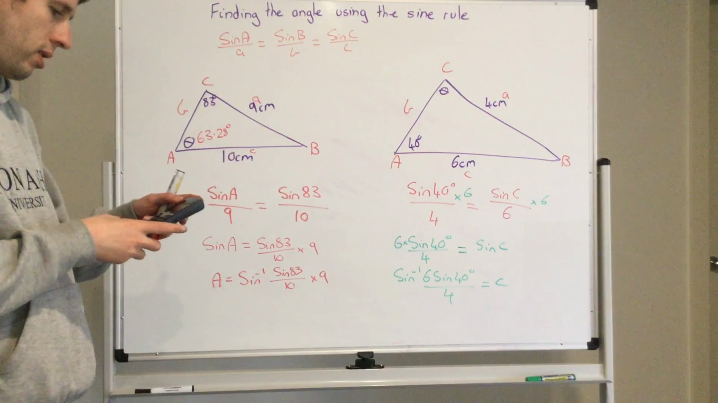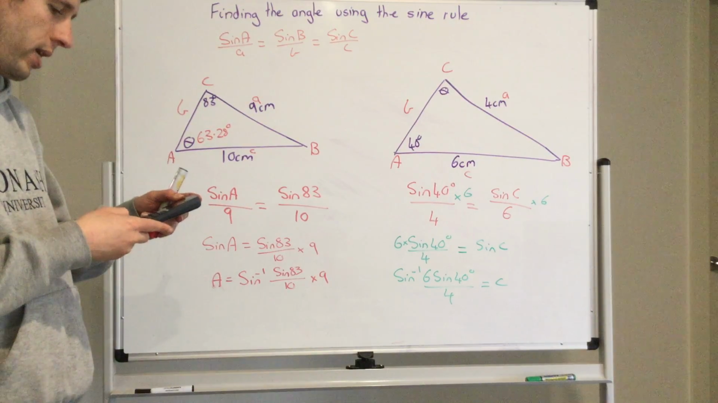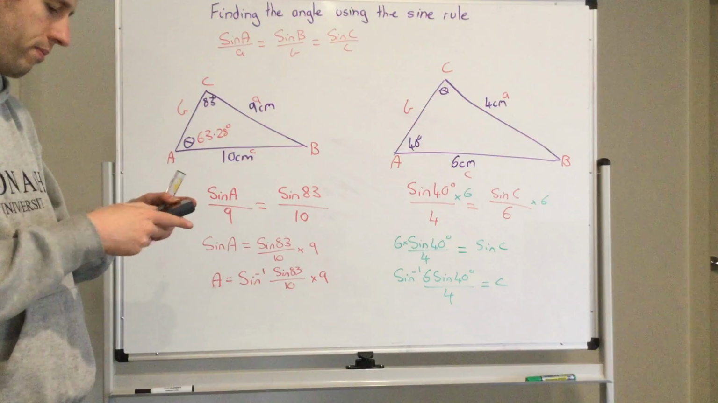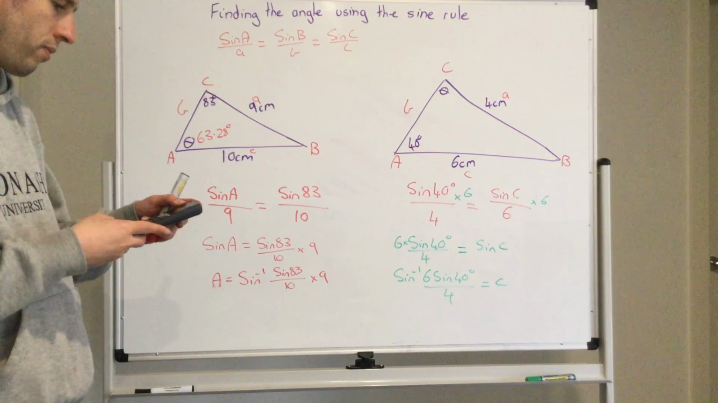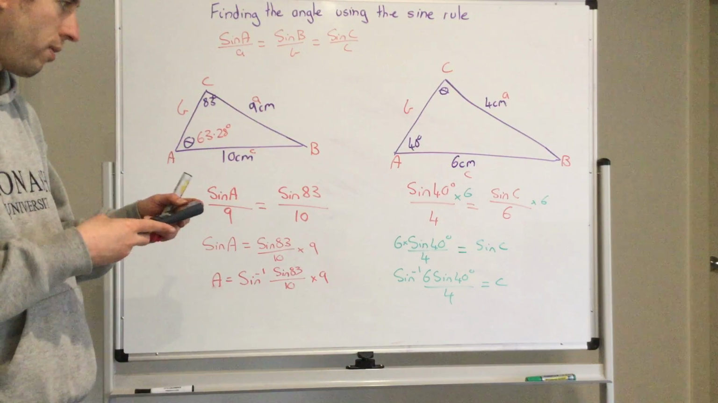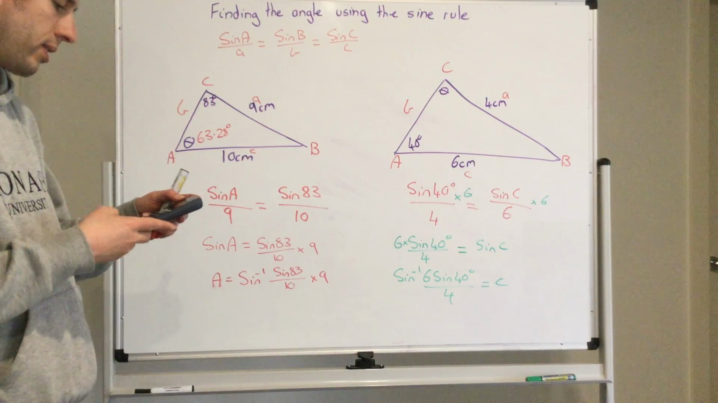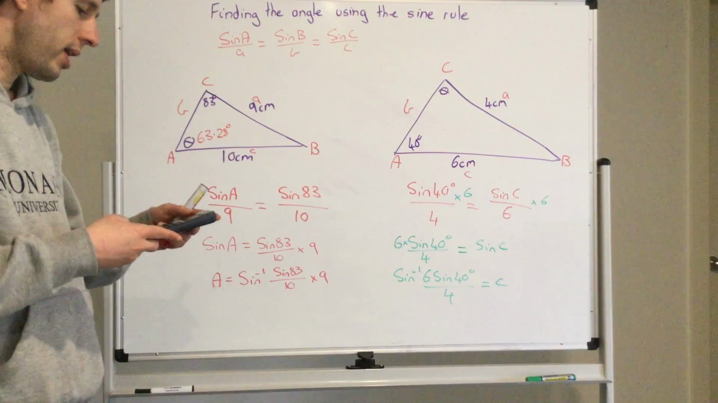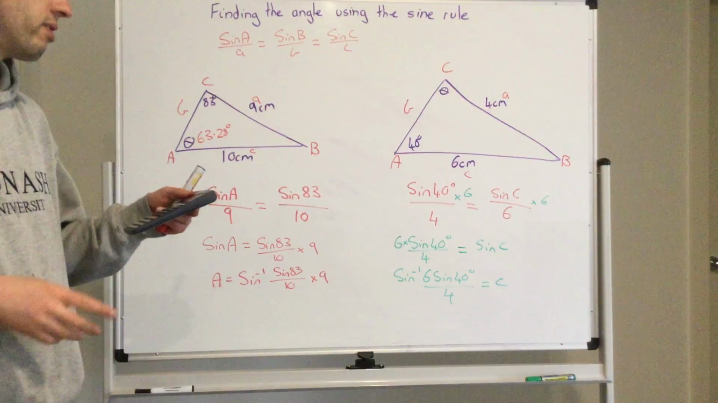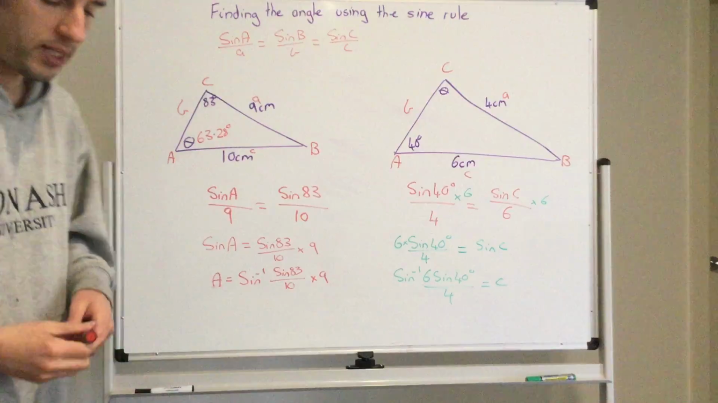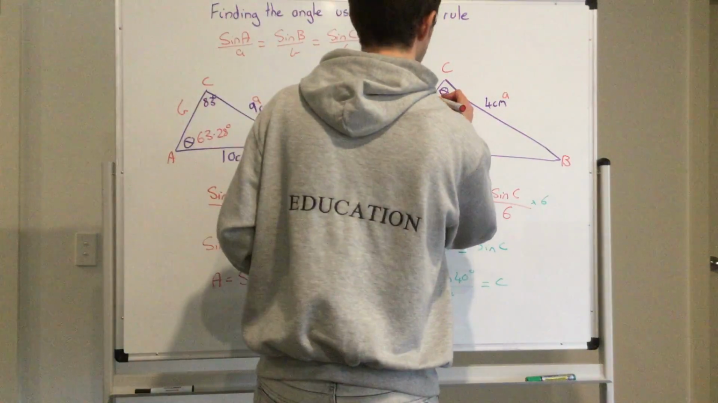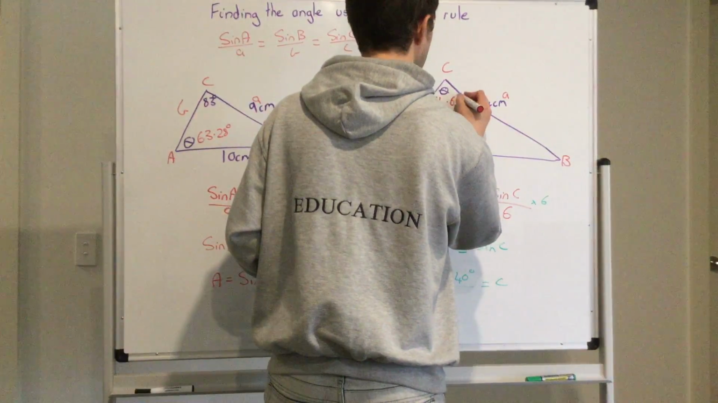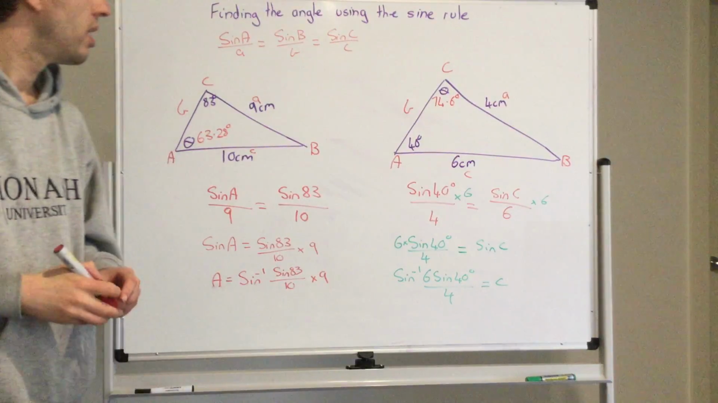So sine 40 degrees divided by 4 times 6, then sine negative 1 of the answer, and that gives me 74.6. 74.6 degrees. And there we go.